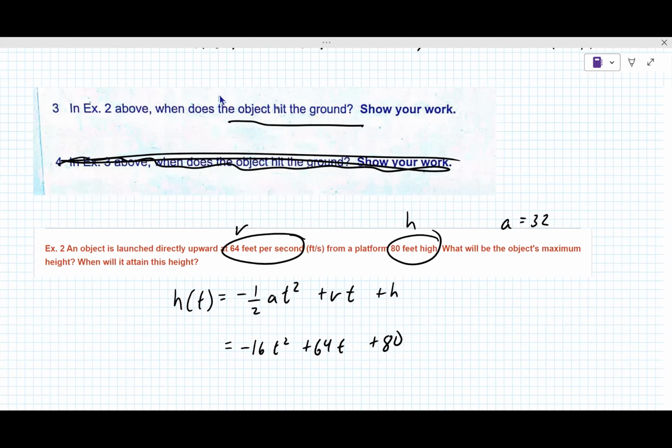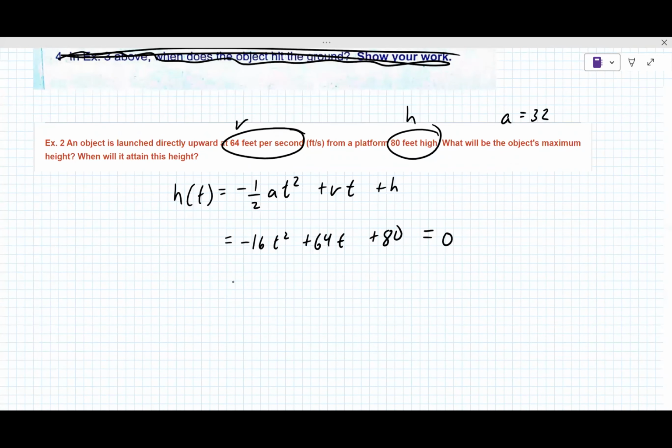Now we have to figure out, when does the object hit the ground? So you're setting the equation equal to 0. Now this one, believe it or not, appears to be factorable. So we don't need to use the quadratic formula unless it's said to use the quadratic formula. It just says show your work. So this is t squared minus 4t minus 5 equals 0.